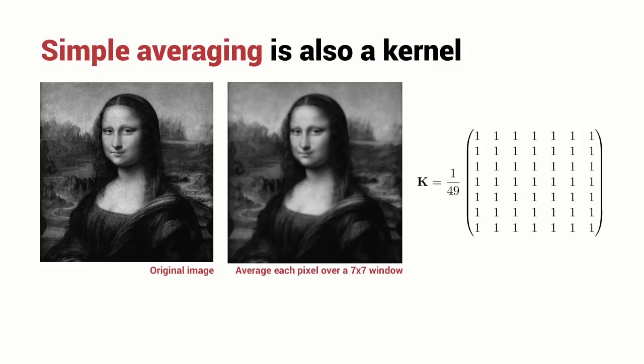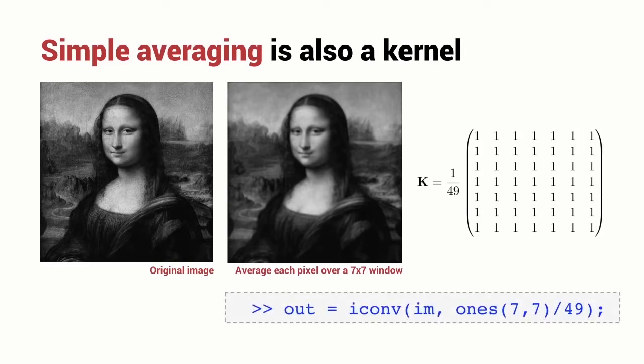So this is a fairly uniform way of dealing with spatial operations. They can all be represented by a kernel matrix. And in the MATLAB toolbox, we use a function called iconv. We pass in the image, in this case the Mona Lisa image. The second argument is the kernel matrix. In this case, it's a 7 by 7 matrix full of 1s divided by 49. The function ones is a built-in MATLAB function.